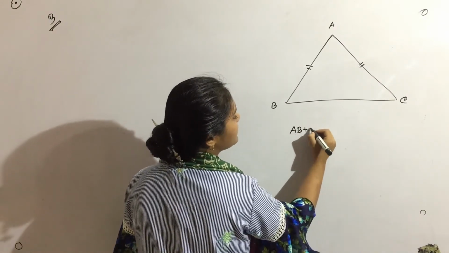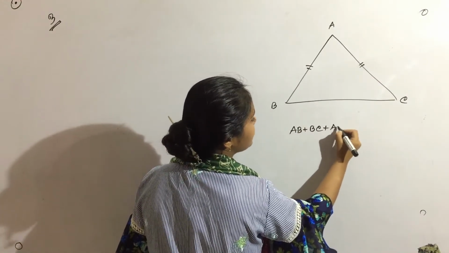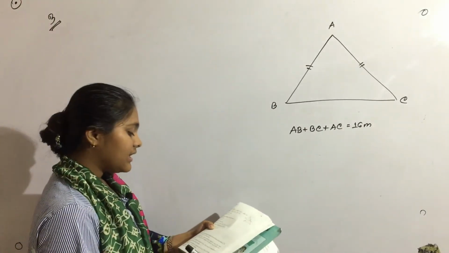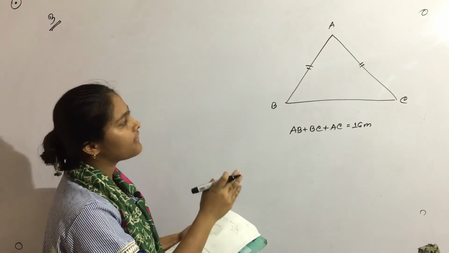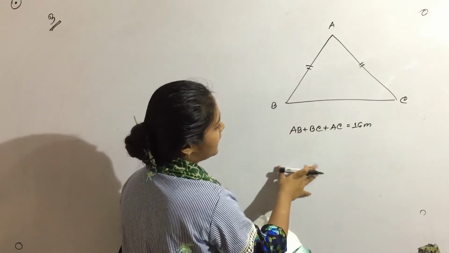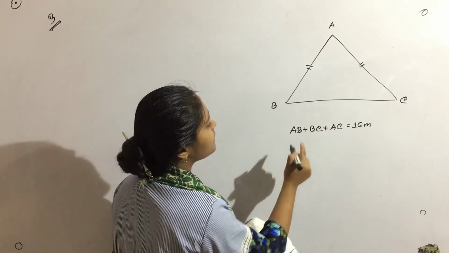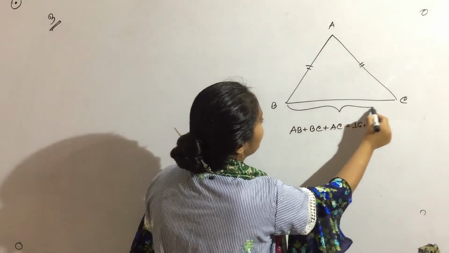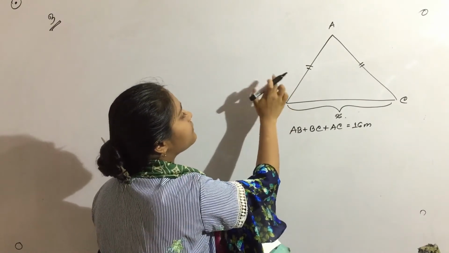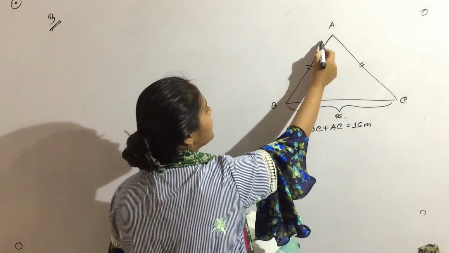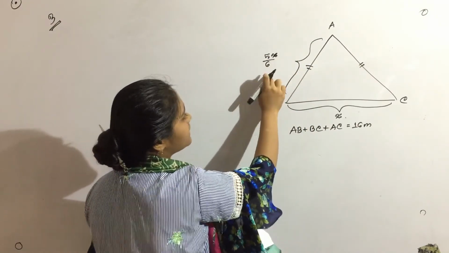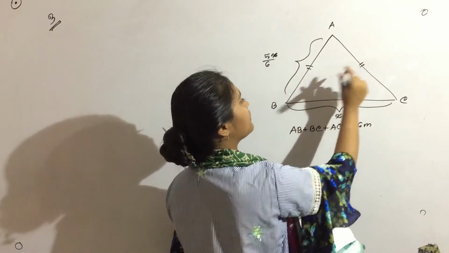AB plus BC plus AC equals 16 centimeter. If the length of equal sides is 5 by 6 of base, the base being side BC. Now, for the convenience of running the calculations, we will write side BC as x. So, if one equal side is equal to 5 by 6 of x, we can write side AB equal 5 by 6 of x. Similarly, in this case, since both of them are equal.